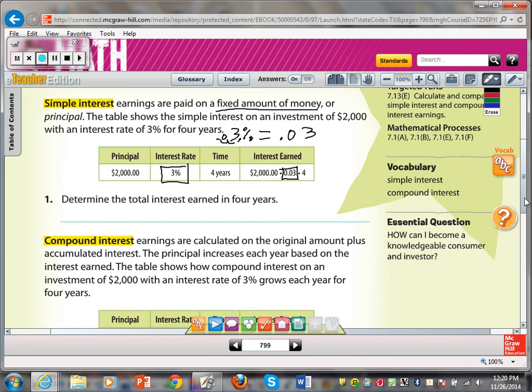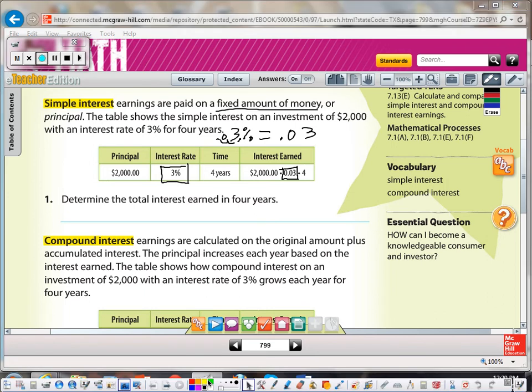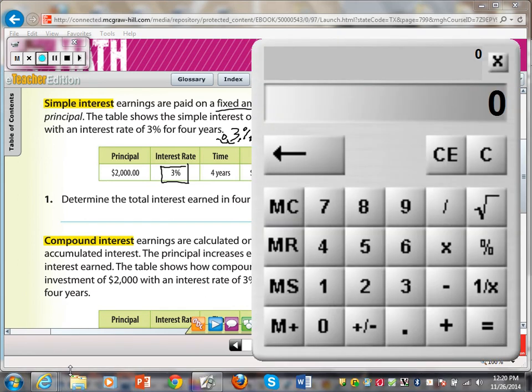So here we go. We multiply 2,000. I'm going to use a calculator here. Let me see, where's my calculator? There it is. Okay, let's take our 2,000 and multiply that times 0.03, and then multiply that times 4 years. And that will equal $240 interest. So we have here 2,000 times 0.03 times 4 years is equal to $240 interest.